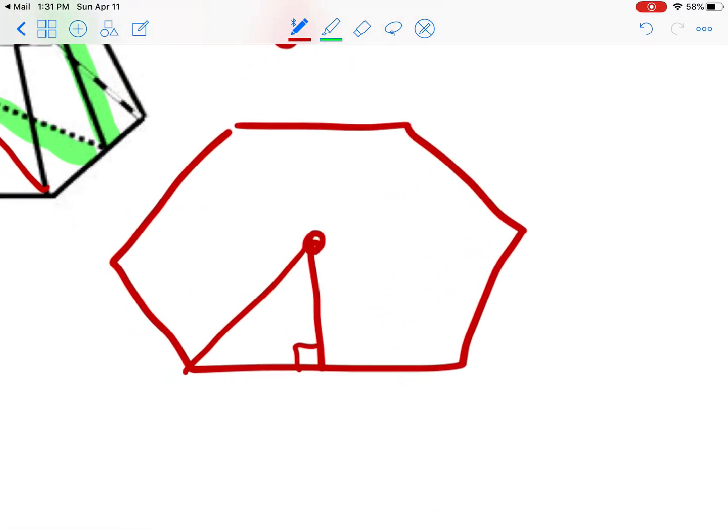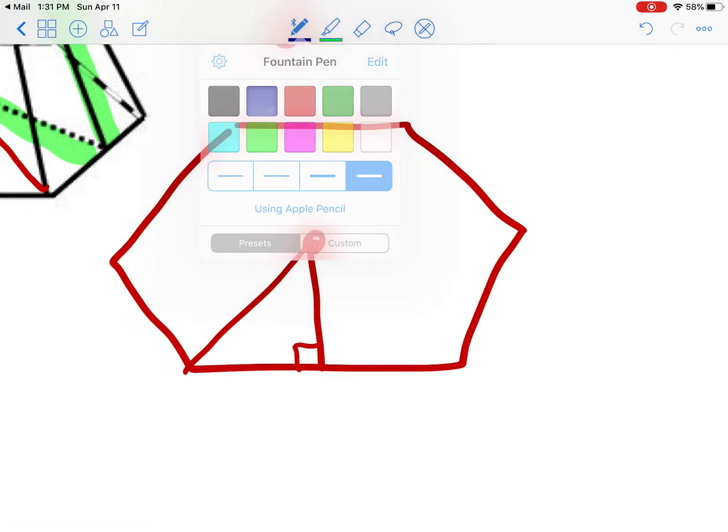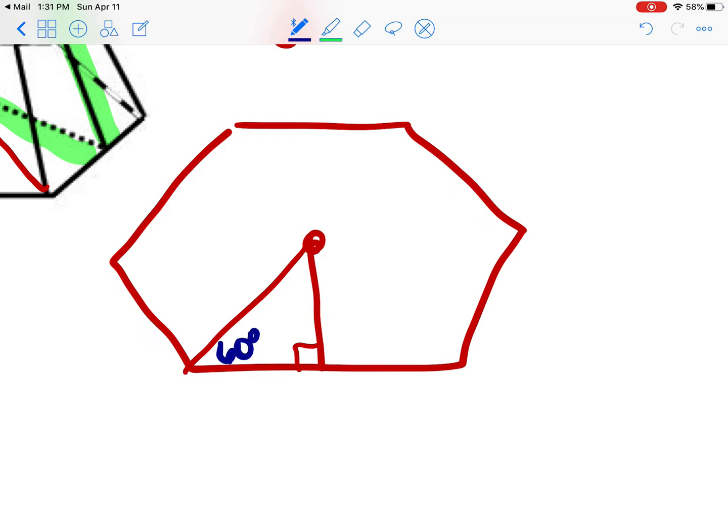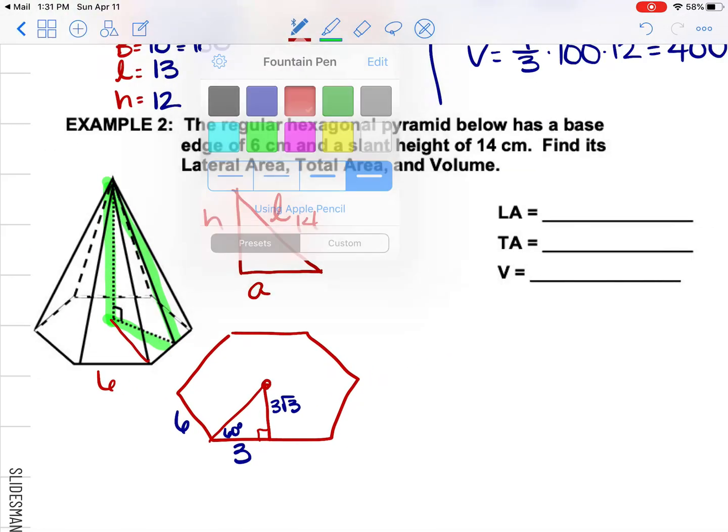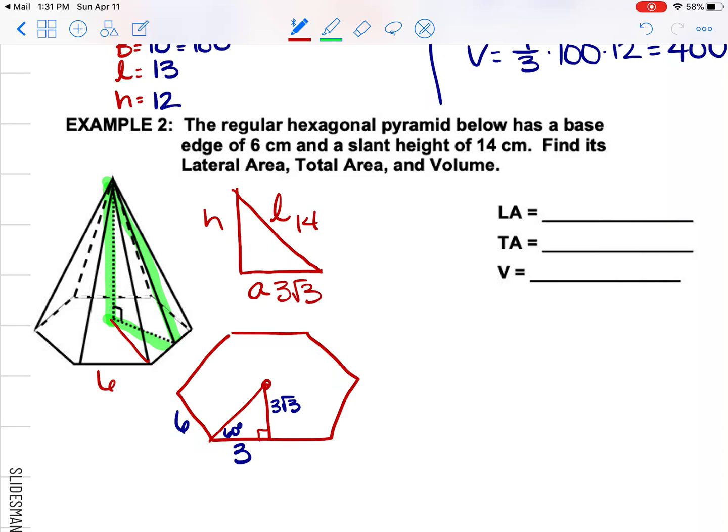We know hexagons, here I'm going to zoom in, hexagons have an angle measure of 60 at all times. We know our base edge is 6, so this would be 3. And if you think about a 30, 60, 90, we know that 3 is across from the 30, and so 3 square root of 3 would be our apothem across from our 60. So now we have our apothem of 3 square root of 3. Now we're ready to plug that in to find our height.